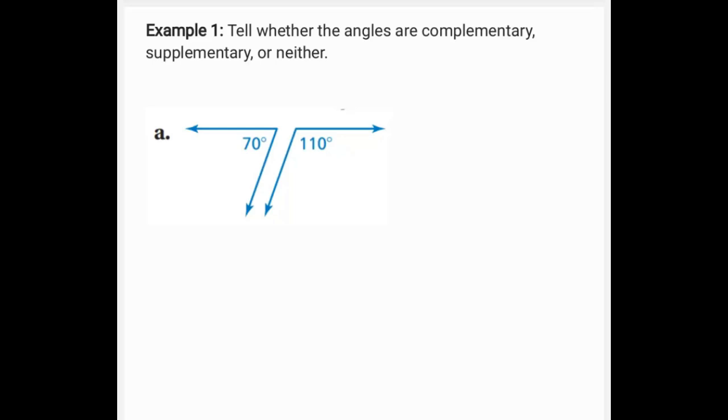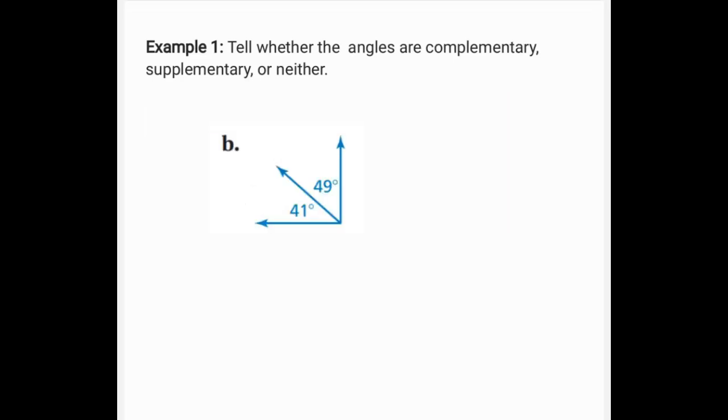In example 1, we're asked to find if the angles are complementary, supplementary, or neither. So I can see I have two angles. One of the angles is 110 degrees, and the second angle is 70 degrees. If I add those together, we're going to get 180 degrees, so therefore the two angles make a supplementary.